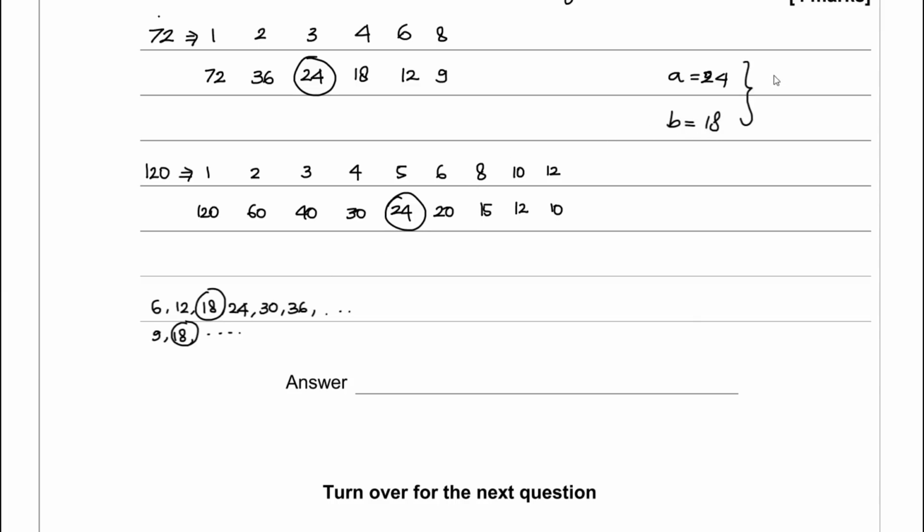So our B is 18. Now we just need to find the fraction between A and B. A divided by B is 24 over 18. If you simplify this fraction, you can divide by 6, you get 3. Divide by 6, you get 4. So it's 4 over 3. That would be our answer.